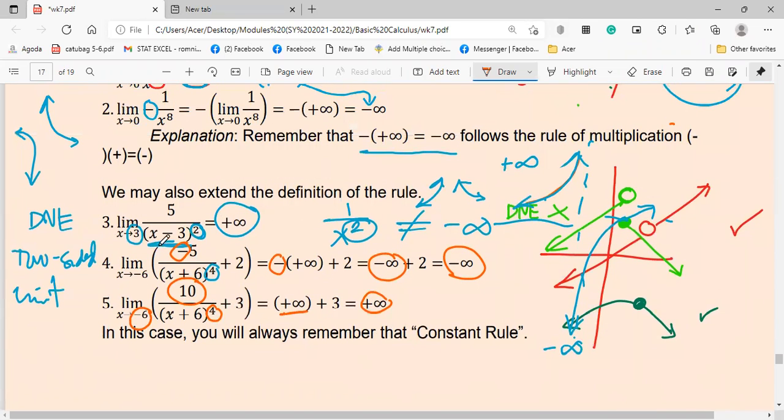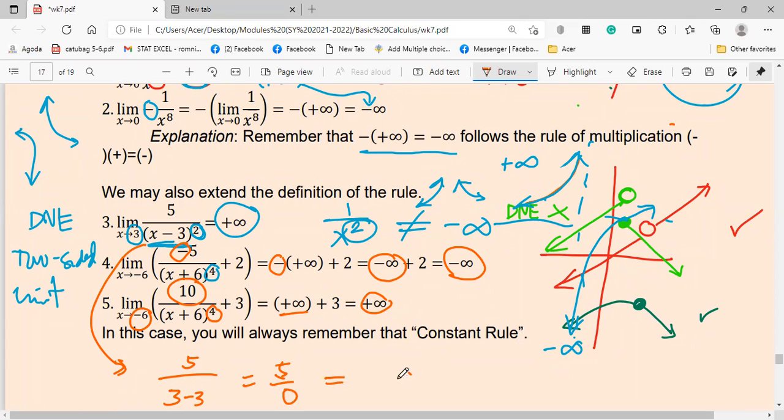Pero class, kung napapansin nyo, ginamit ko dito sa number 5 is x approaches 3. Dahil kapag ginamit mo ang 3, 3 minus 3, magiging 5 over 0 form ka na. In the limit process, ang sinasabi nito, infinity yan. So, dahil even naman ang ginamit mo, dahil 2 ang ginamit mo, ang magiging sagot dito ay positive.